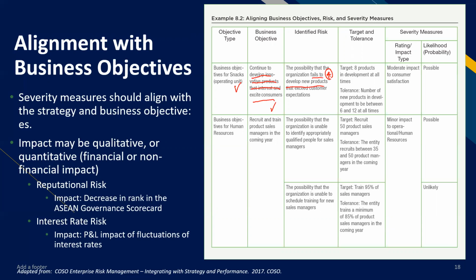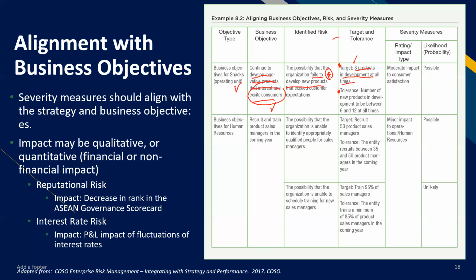Okay. Now, the way you analyze severity and likelihood, severity is based on or in relation to the target or objectives of the company. In this case, the target is 8 products in development. Okay? So dapat makaproduce sila ng 8 products under development at all times. Okay? So that they can develop innovative products that excite customers. Right? Now, you will also define, aside from the target, your tolerance. What is your tolerance? This is the variability that's acceptable to you. Kasi 8 is just an estimate, right? So merong range yan na acceptable for you.